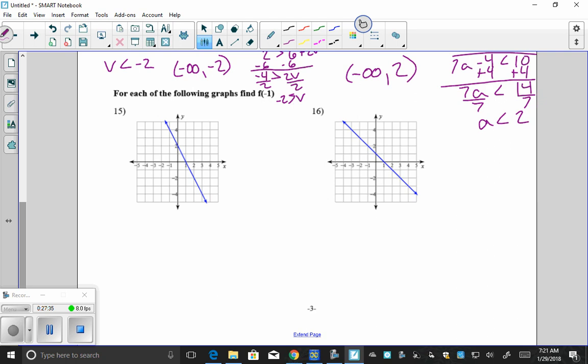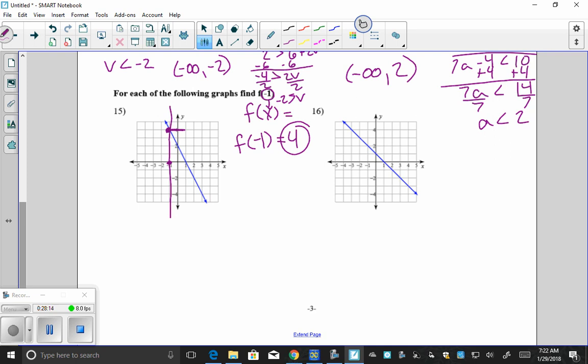Number 15. For each graph, find f of negative 1. Remember, function notation is f of x equals. So because negative 1 replaced x, I have to find negative 1 on the x-axis, and it is right here. To find your answer, you trace the negative 1 up or down until your graph hits that line. Your answer is the y value. So f of negative 1 is 4.